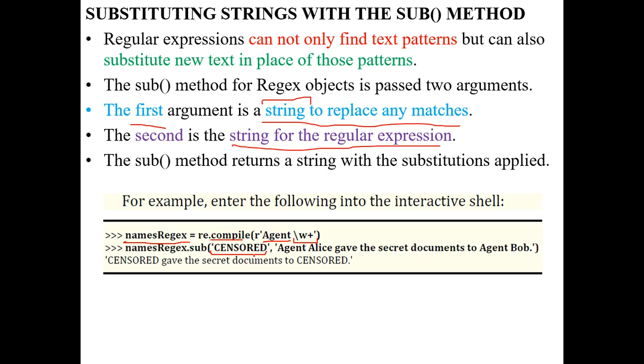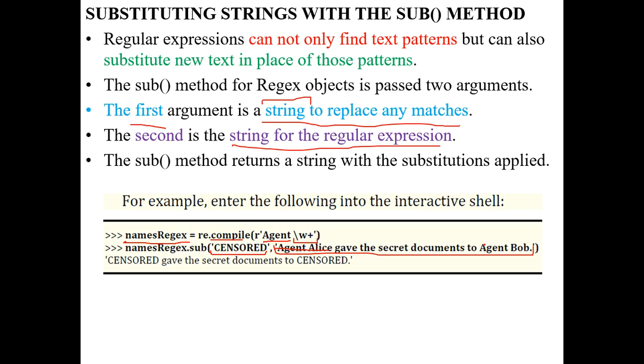So censored. Whenever it matches the word agent followed by an agent name, or the agent pattern followed by his name, it should be replaced with censored. So this is the passed string. From this, yes, it is going to map with this agent alias. So it is substituted with censored.